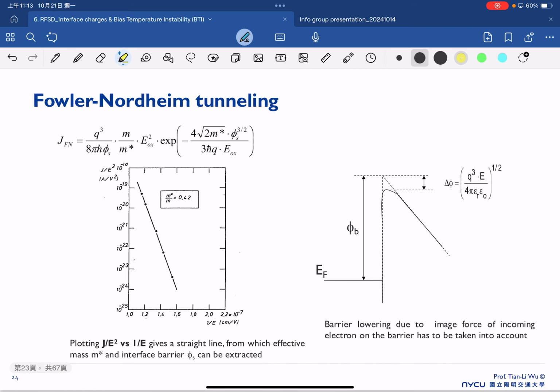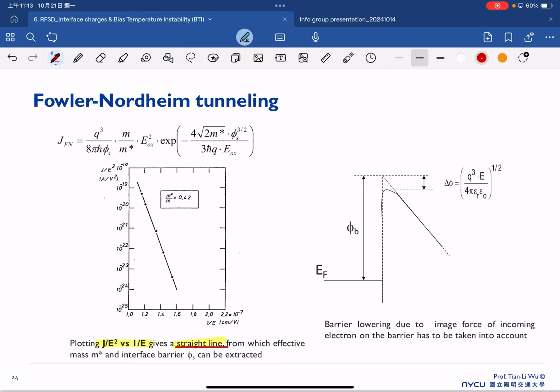So usually when we try to characterize the FN tunneling, or how do we prove that there's FN tunneling, we will try to plot J over E squared versus 1 over E. This is based on this equation. And if the result gives us a straight line as shown here, then that means that the conduction mechanism here is likely due to the FN tunneling.